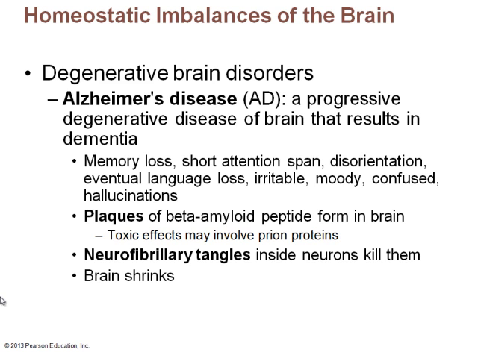And then neurofibrillary tangles, when neurons actually start to kill off each other because of their tangled web, and the brain can shrink.